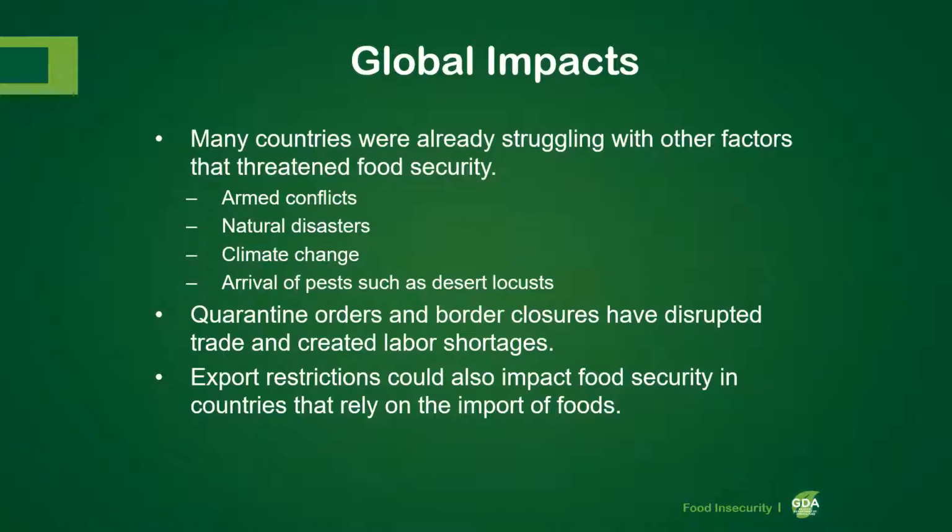This pandemic also came during a time where many countries were already facing factors that threaten their food security. Some of these factors include armed conflicts, natural disasters, climate change, and the arrival of pests such as the desert locust, which have already caused damages to crops in many countries. And it is believed to be the worst locust invasion in over 70 years.